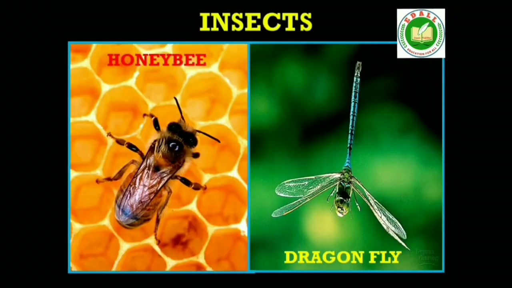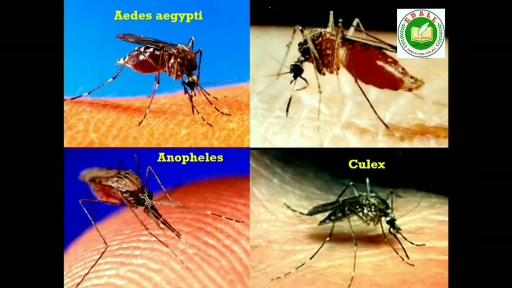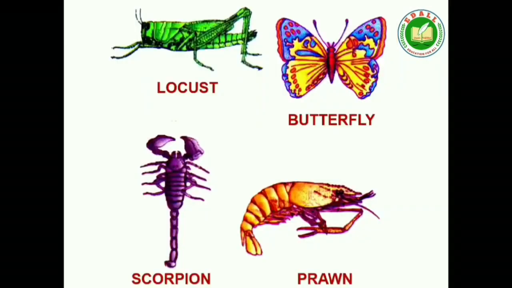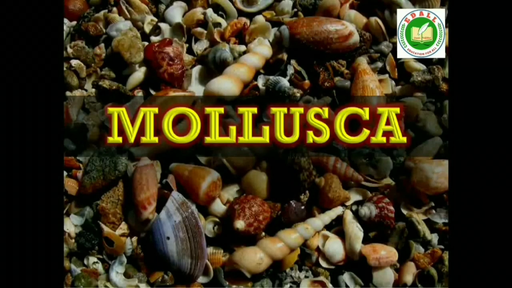Examples: economically important insects are Apis, also called honeybee, Bombyx, also called silkworm, and Laccifer, also called lac insect. Vectors are Anopheles, Culex and Aedes mosquitoes. Gregarious pest is Locusta, also called locust. Living fossil is Limulus, also called king crab.